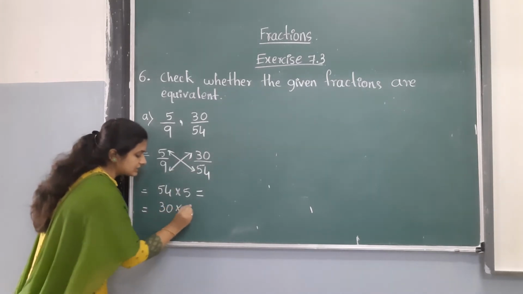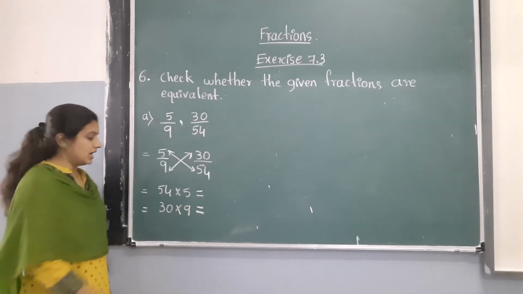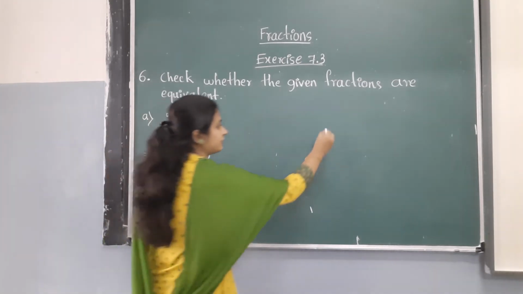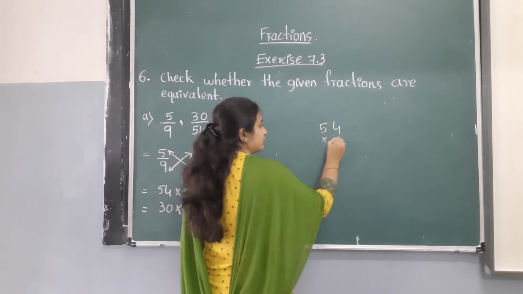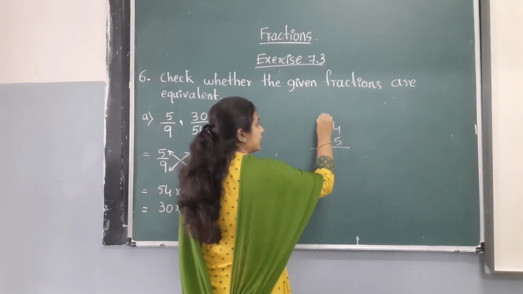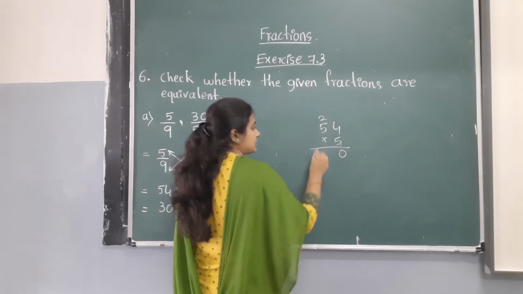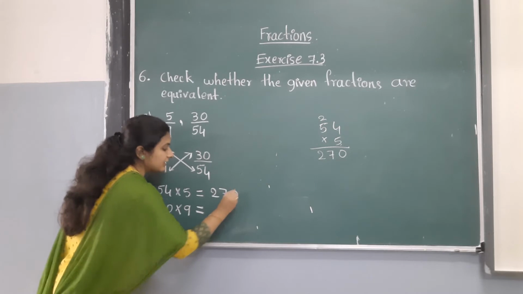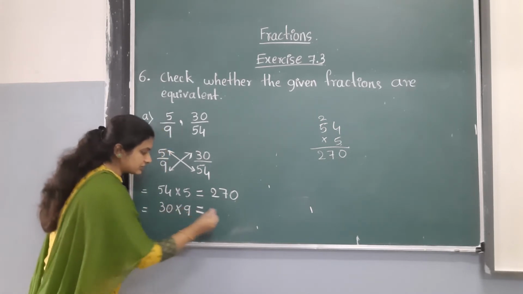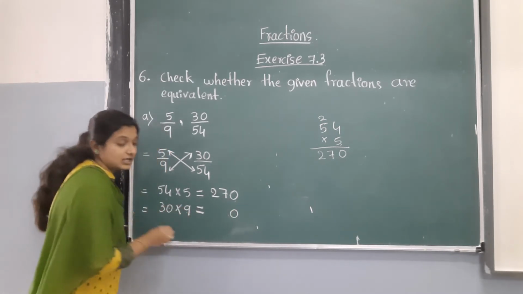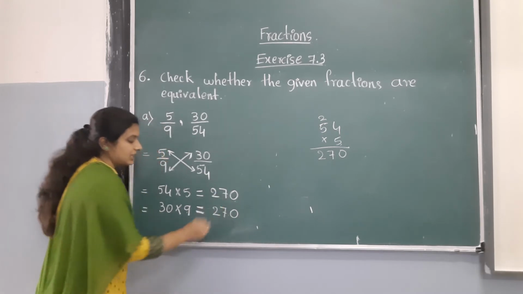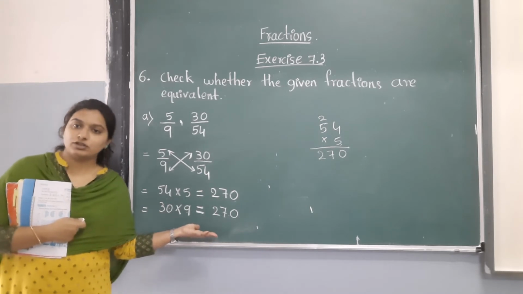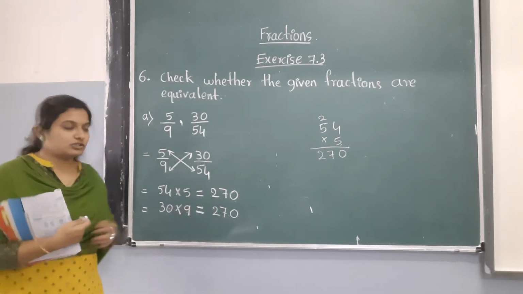9 into 30 is equal to 54 into 5. Do rough work and write. 54 into 5. Do rough work, children. 54 into 5. 5 fours are 20. 5 fives are 25 plus 2, 27. 270. This one, 9 zeros are 0. 9 threes are 27. See, both the answers are same. 270, 270. Both the answers are same. Yes or no? So what to write?